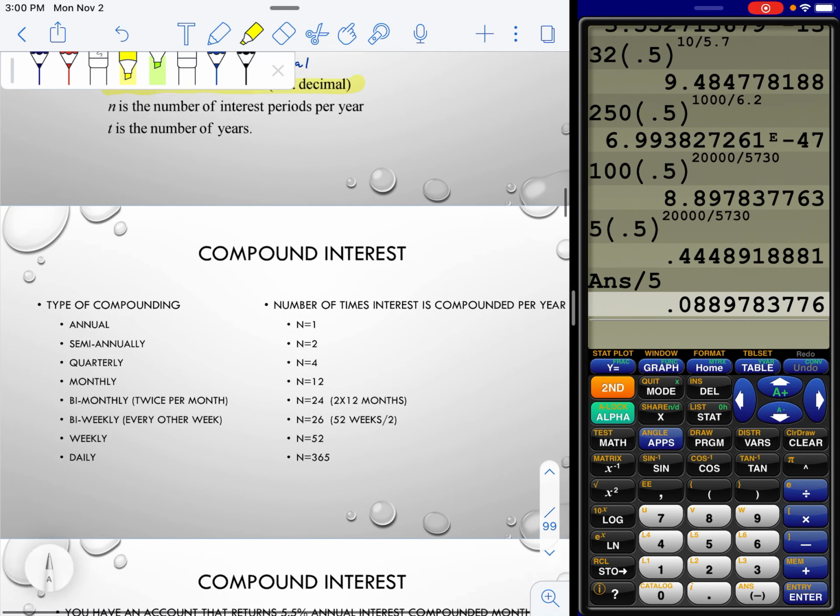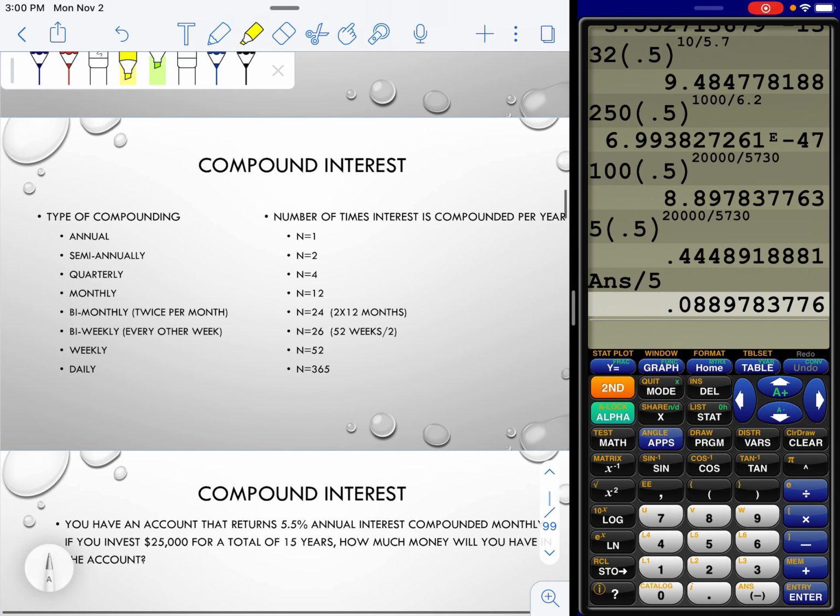So here's a little cheat sheet. Regardless of what the problem gives you, annually means once a year, semi-annually twice, quarterly is 4 times a year, monthly 12, bi-monthly is twice a month, so that's 24 times. Bi-weekly is every other week, so that's 26 times throughout the year. If you're getting your interest compounded weekly, that's 52 weeks in a year. And obviously daily is 365 days. Every day you're getting your interest.